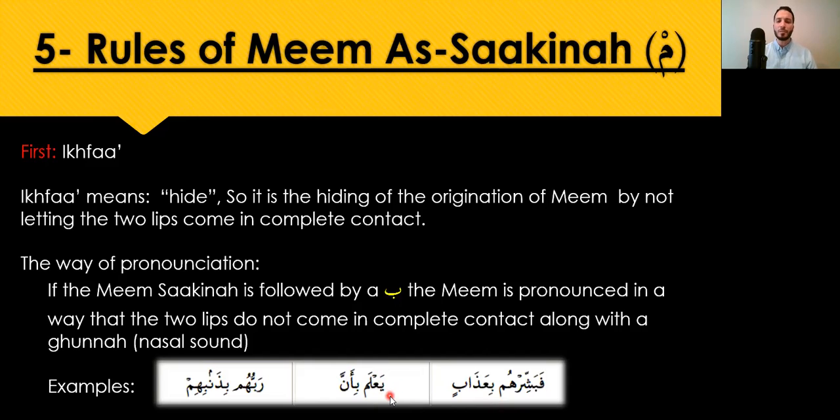Second example. I'm reading the Quran, and I get to this example where I see a Meem followed by ba. Same thing. يَعْلَمْ بِأَنَّ. So you do the hiding, and once you get to the ba, you pronounce the ba clearly. Once you get to the ba, you do close your lips because the ba requires you say ba, ba, right? You touch the lips together. So يَعْلَمْ بِأَنَّ.